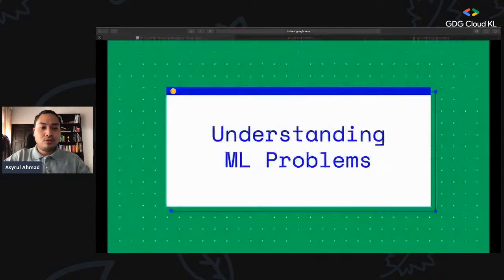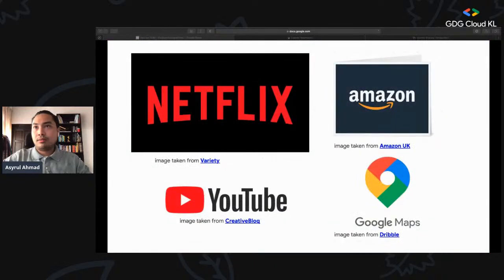Now let's move on to understanding machine learning problems. We'll look into the nature of the types of problems that machine learning can solve. But before that, let's look at some of the popular tech giants which leverage the power of ML today. I'm pretty sure most of you are very familiar with all of these applications: Netflix, Amazon, YouTube, Google Maps, and they have something about their products or their service.